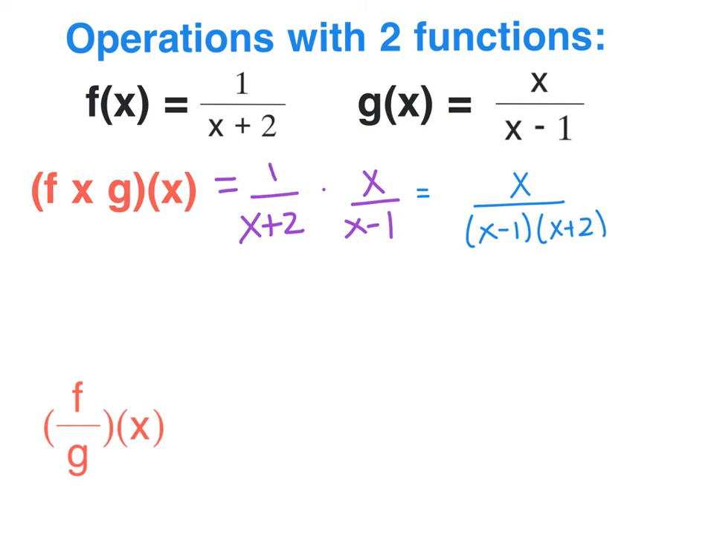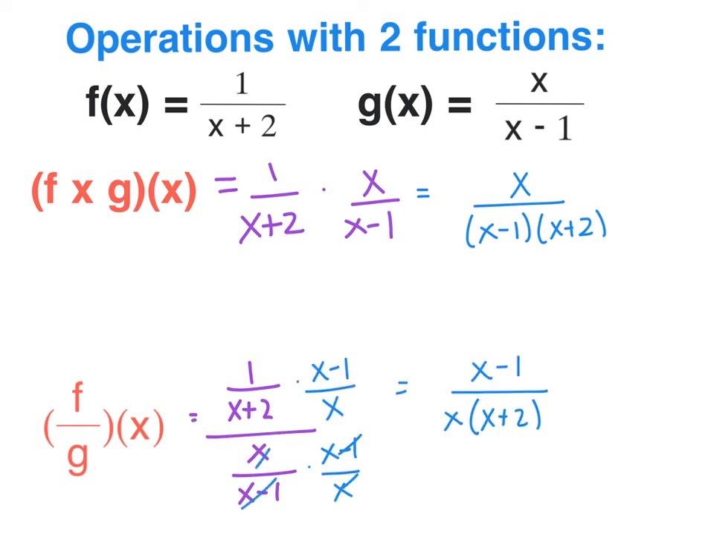And now let's just do that here with f over g, so that's going to be 1 over x plus 2 all over x minus 1. And I'm going to multiply by the inverse of the denominator, and I get x minus 1 over x times the quantity of x plus 2.